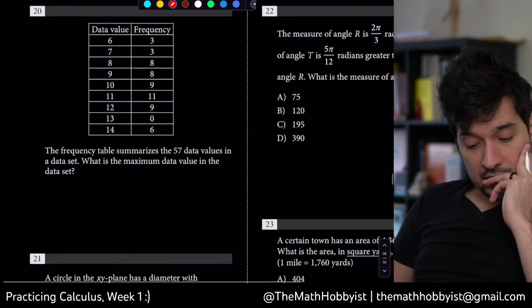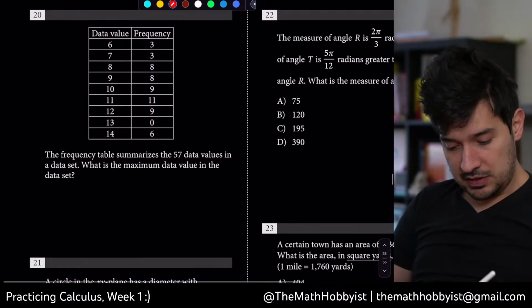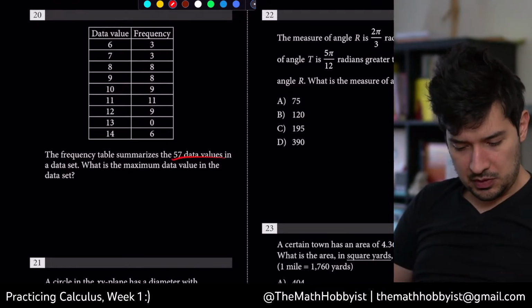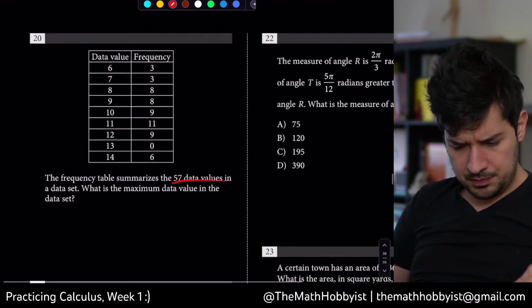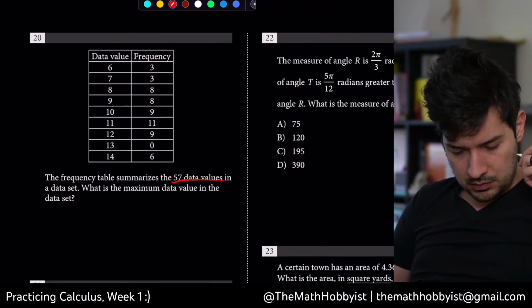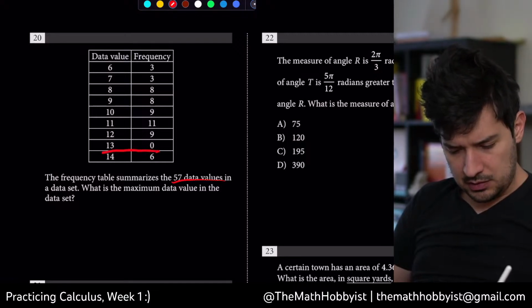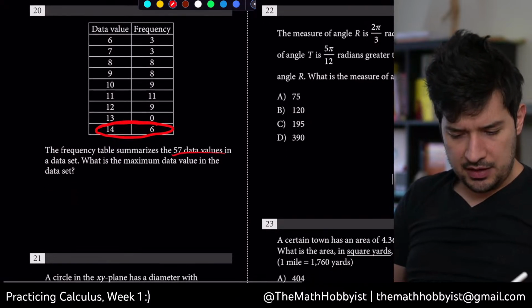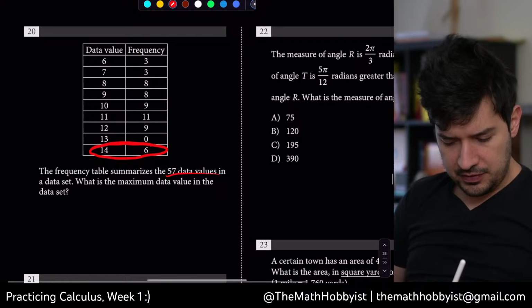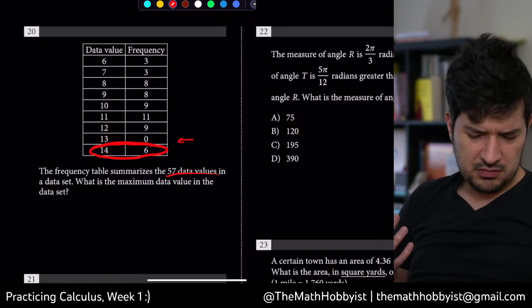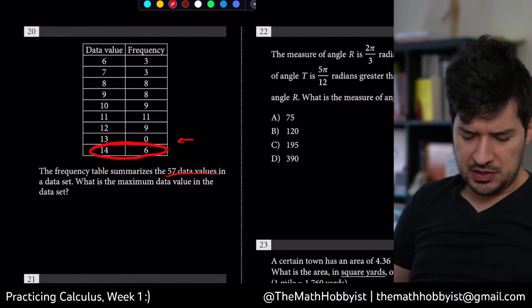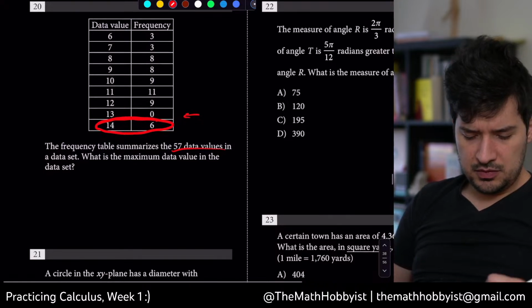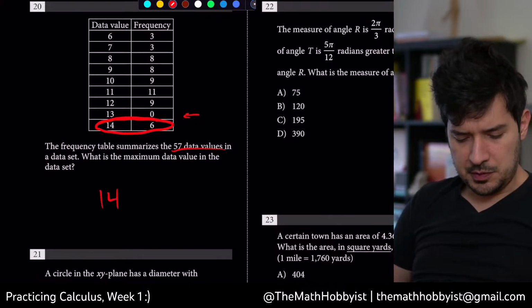Number 20. Frequency table, 57 data values, summarizing those, maximum data value. Well, the maximum data value is going to be the largest data value that does have a frequency. Yeah, so 14 is the maximum data value.